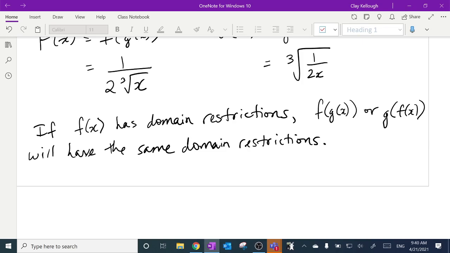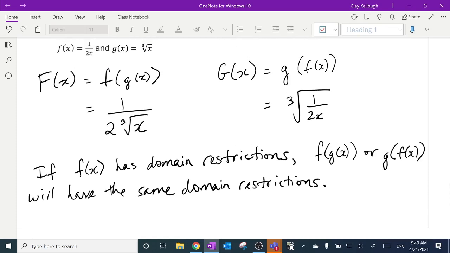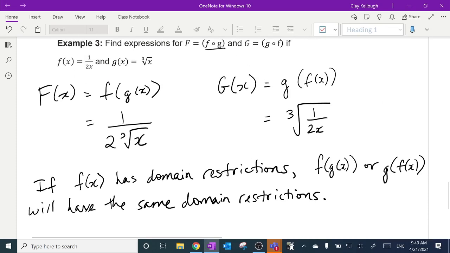Like, look at the actual two that we have here. Notice that for example, f of x here, x can't be 0, right? Because if x were 0, you'd have 1 divided by 0, and you can't divide by 0. Notice in g of x, x could be 0 all you want, right? You can cube root 0. What's the cube root of 0? It's 0, no problem. But because there's a domain restriction here, it still exists there. So that's the basic idea behind that.